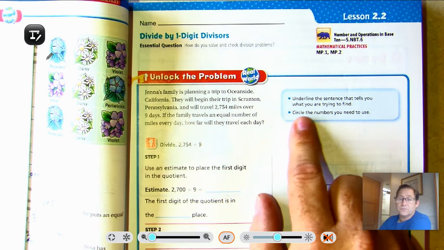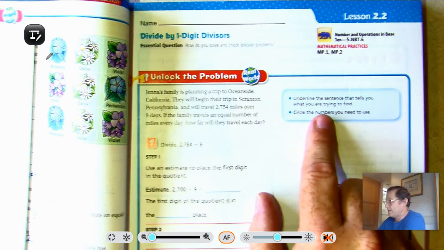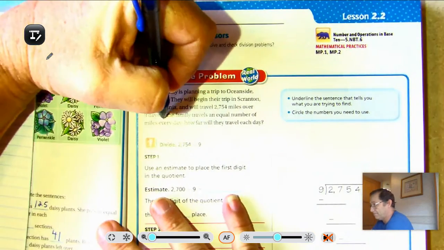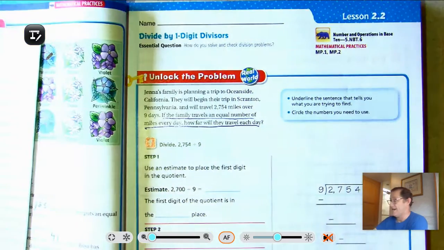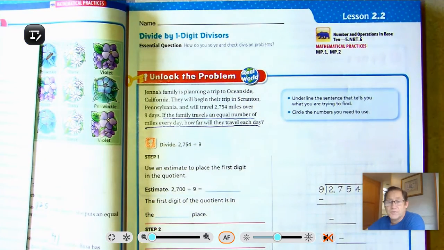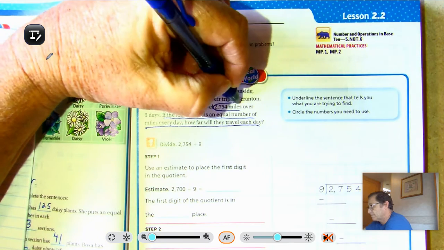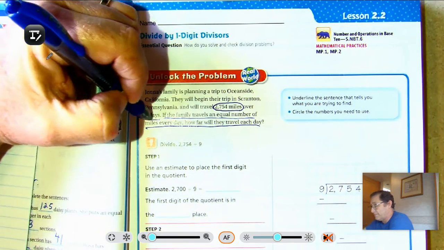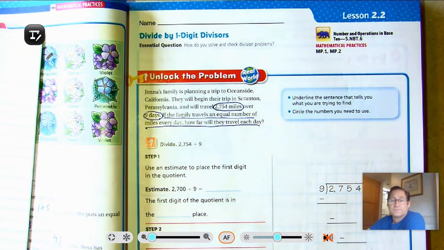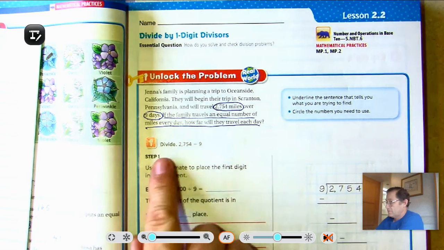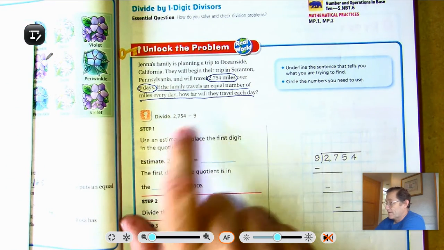Okay, so here's the little word problem reminders. Underline the sentence that tells you what you're trying to find. Well, that's the question, right? How far will they travel each day? And then circle the numbers we need. Well, we need to know their total miles and how many days they're traveling. Okay, so we need 2,754 and 9. So we're going to divide that because they're going to be an equal amount in each of the 9 days.